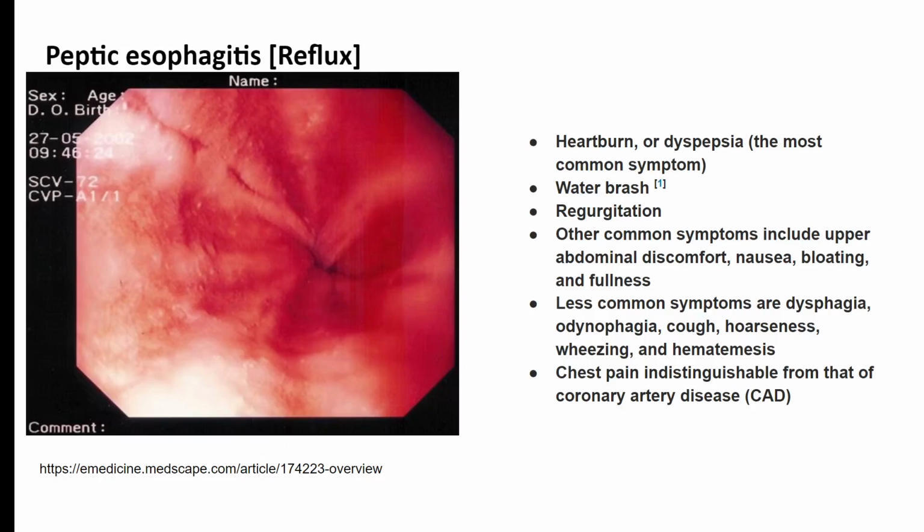The most common clinical symptoms are heartburn or dyspepsia, then water brash like excess salivation, regurgitation. Other common symptoms include discomfort in the abdomen, nausea, bloating, or less common symptoms like dysphagia or odynophagia, foul smell, cough, even hoarseness. Even hematemesis can also occur.